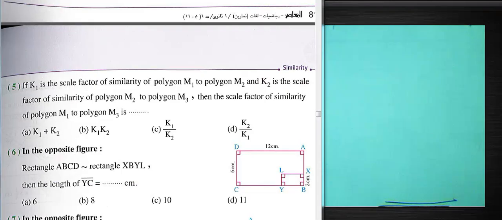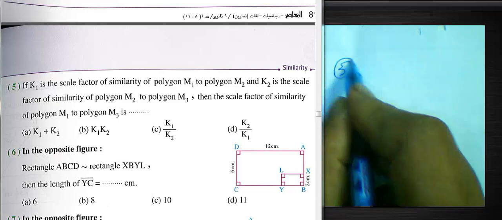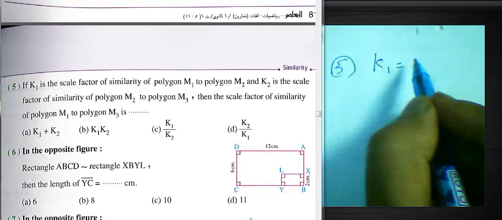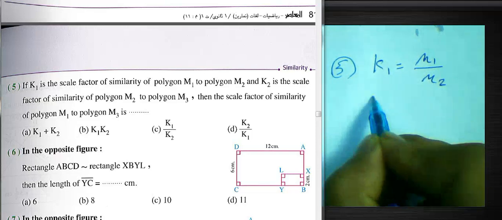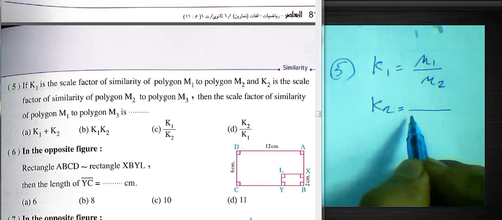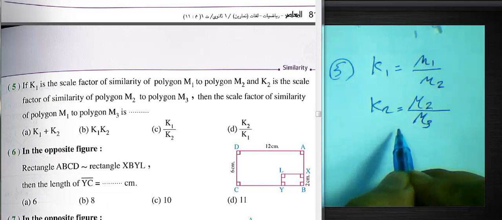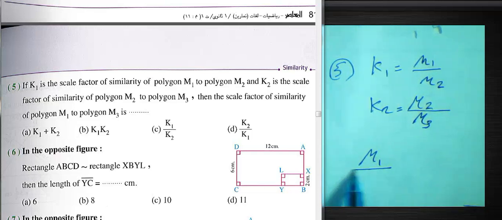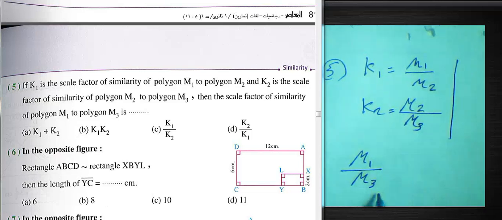Question number 5. If K1 is the scale factor of symmetry of polygon M1 to polygon M2. Look here with me to know these properties. Pay attention with me. K1 is the symmetry of polygons M1 and M2, and K2 is the scale factor of symmetry of polygon M2 and M3. We want to find the scale factor from M1 to M3, M1 over M3.